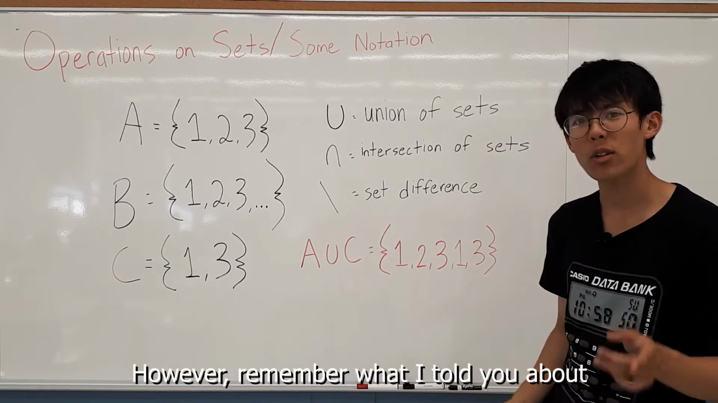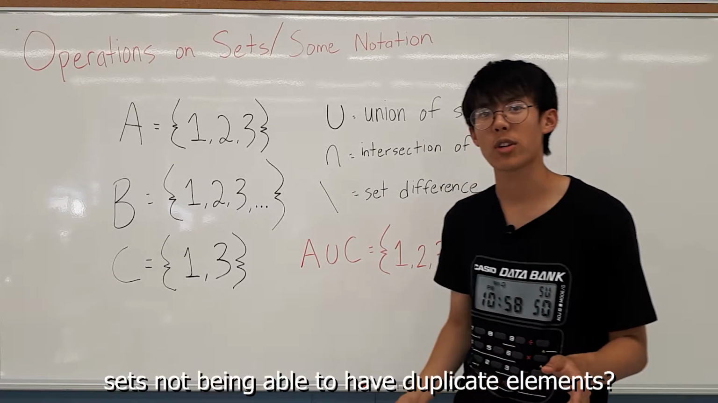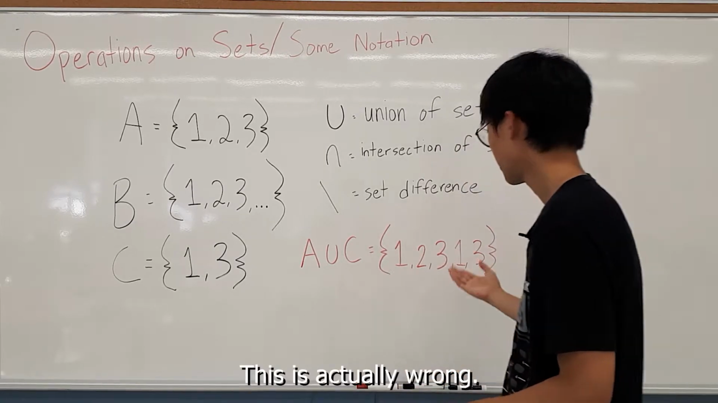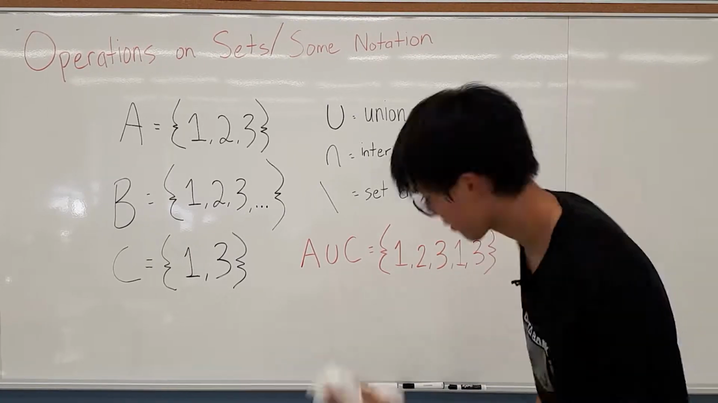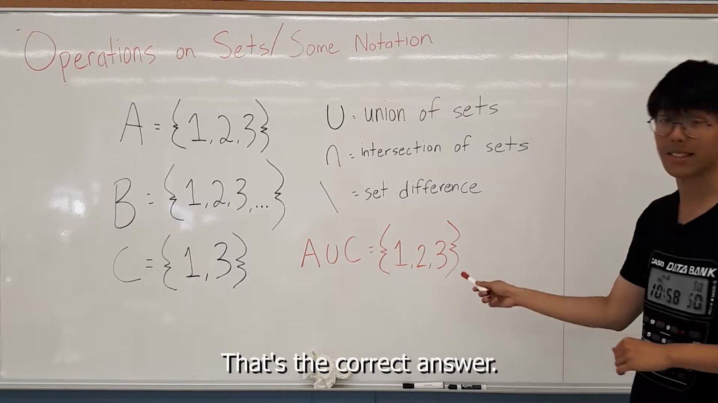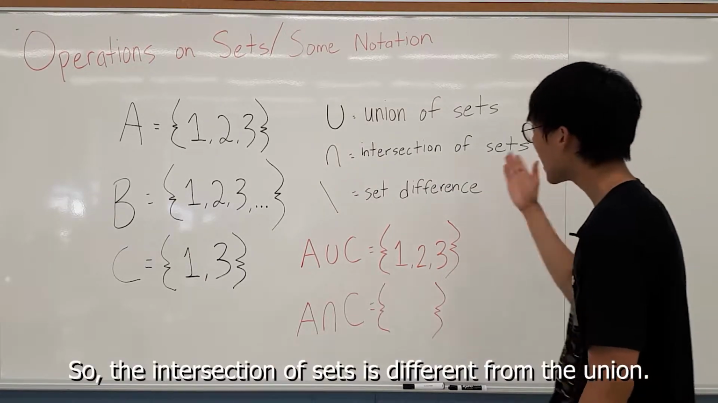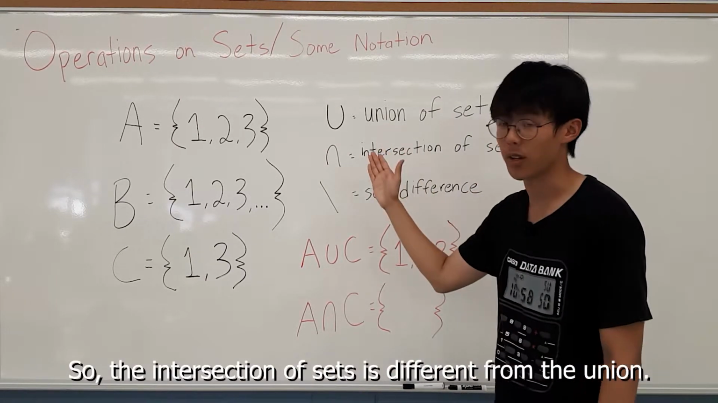However, remember what I told you about sets not being able to have duplicate elements? This is actually wrong. Let me fix that. That's the correct answer. So the intersection of sets is different from the union.